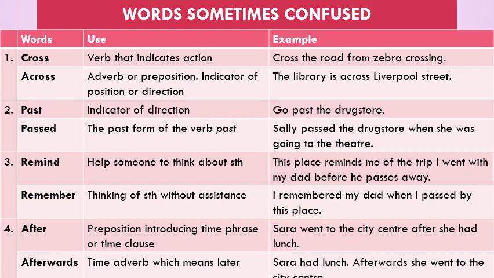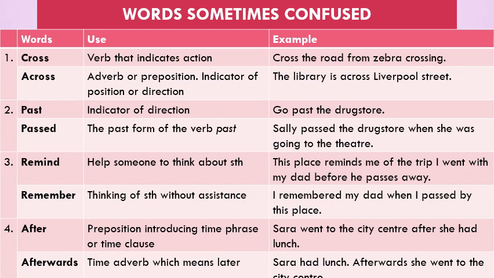Now let's move to the words that sometimes get confused by people. Sometimes people use these words interchangeably, thinking that they mean the same. However, grammatically they are different, which affects their meaning in the sentence. For example, when you say cross and across, you can't use them interchangeably in the same grammatical sentence, because cross occupies the position of a verb, and it indicates the action.